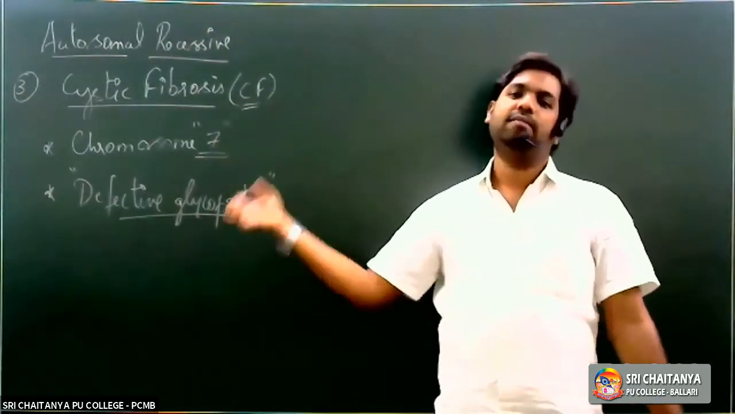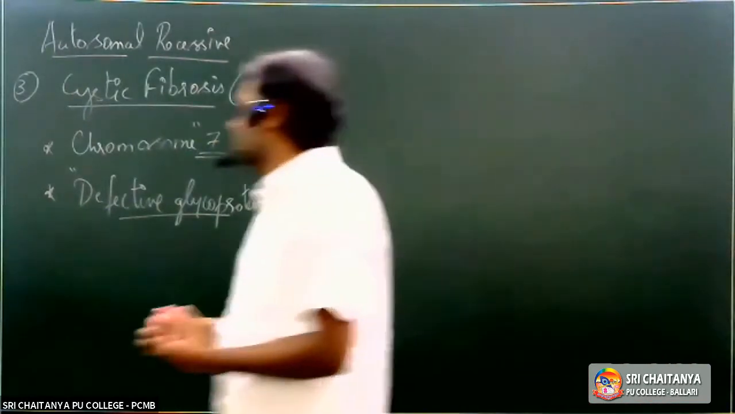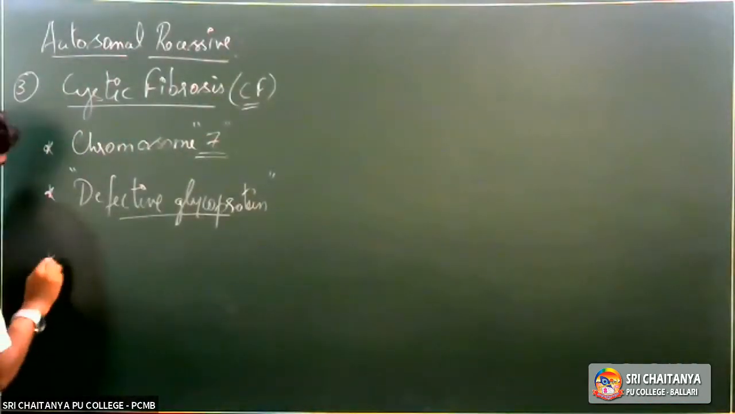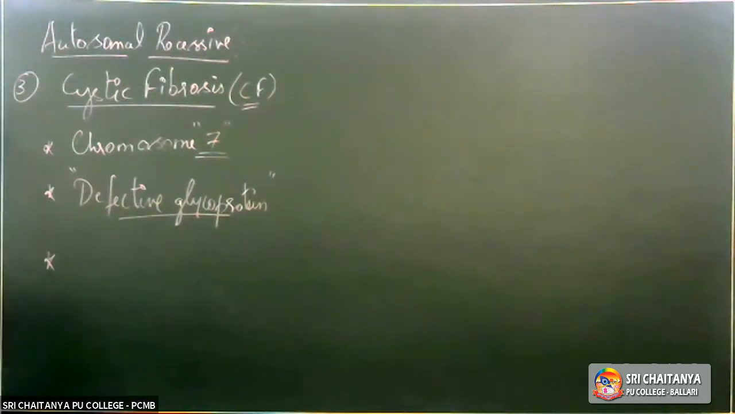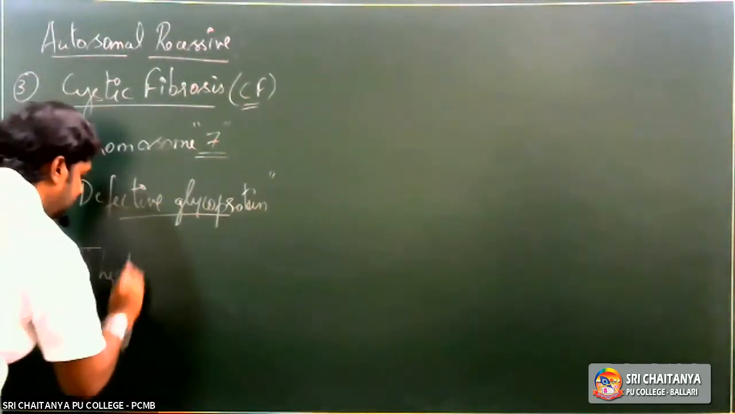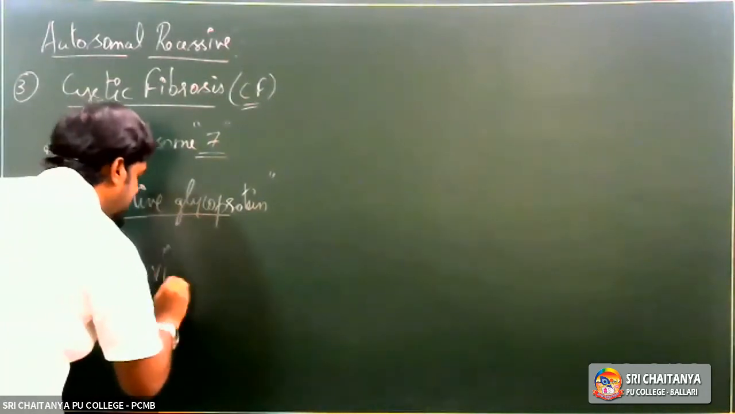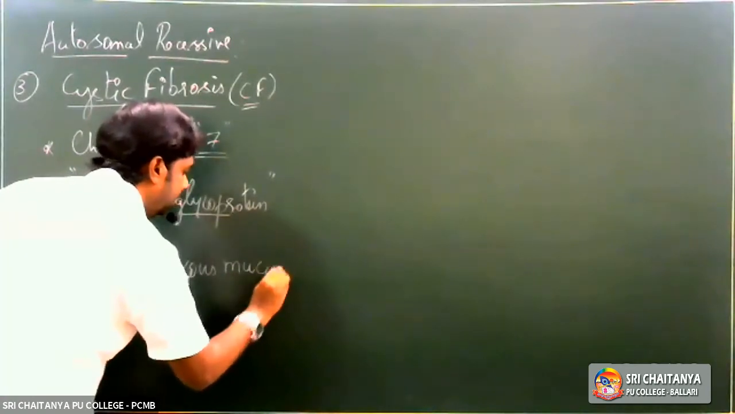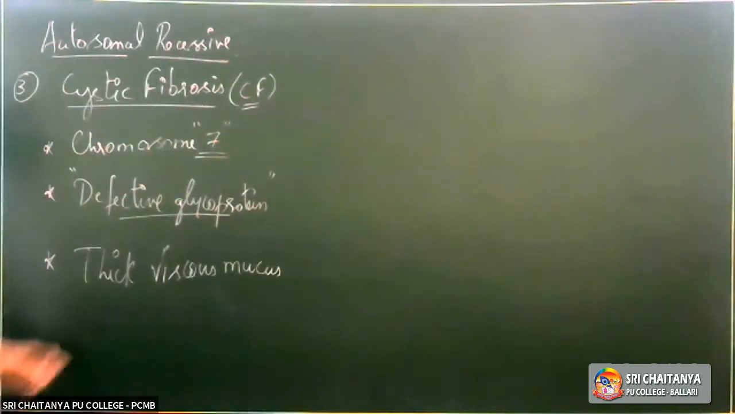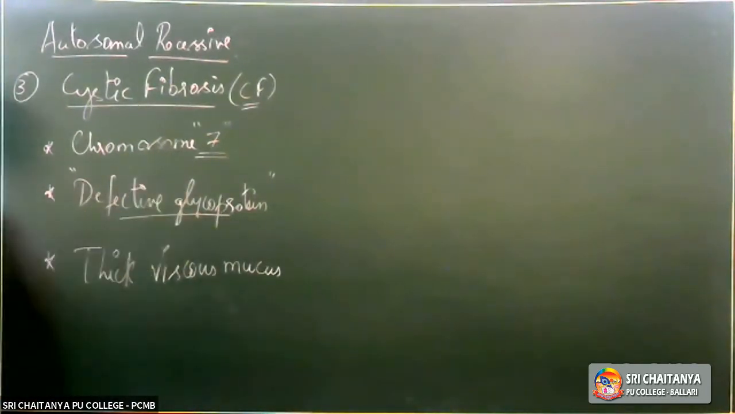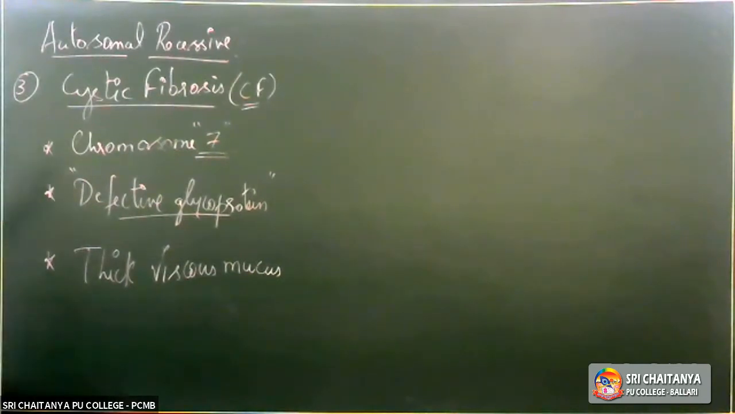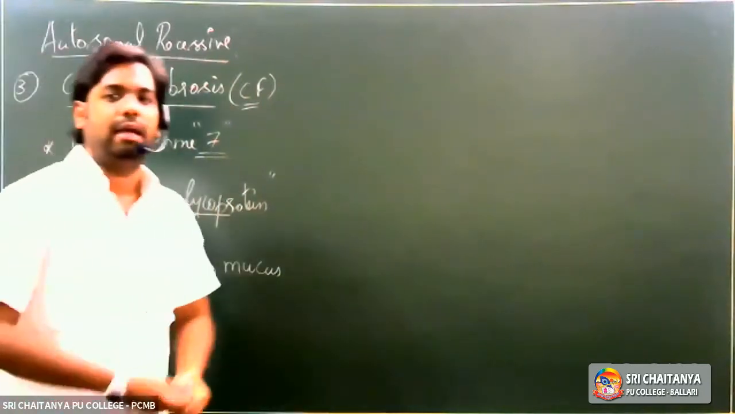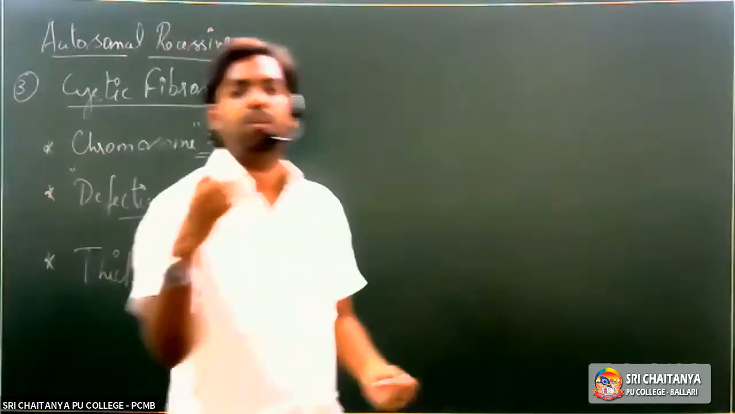Now, what does this defective glycoprotein do? So this defective glycoprotein will start synthesizing or secreting a thick, viscous mucus, right? Now, this thick viscous mucus that is secreted will go and get accumulated in some of the important ducts that are present in the body.